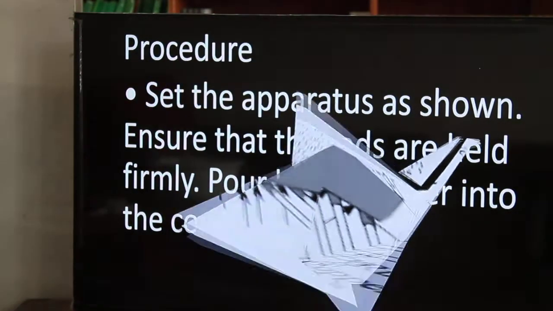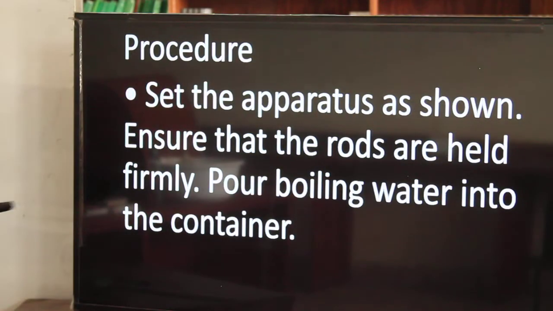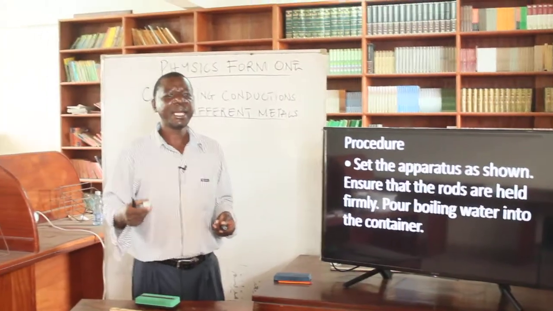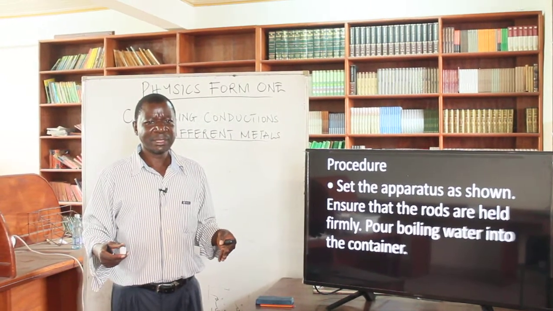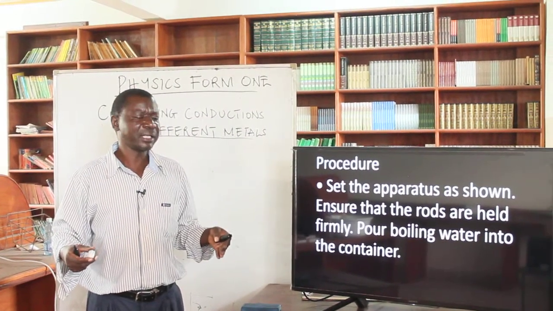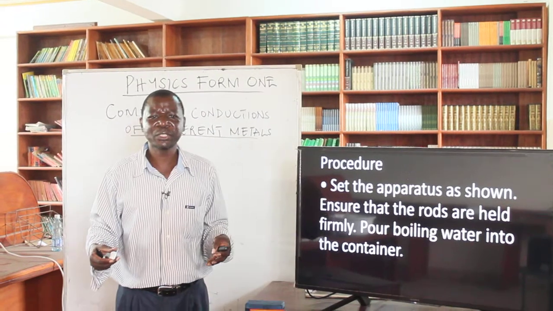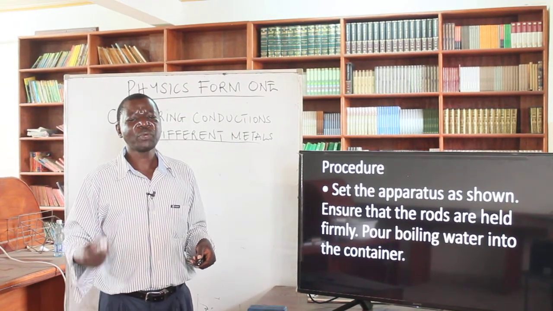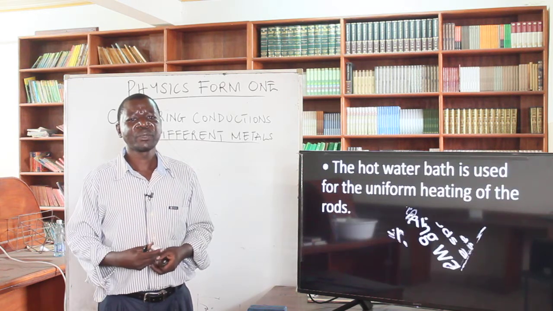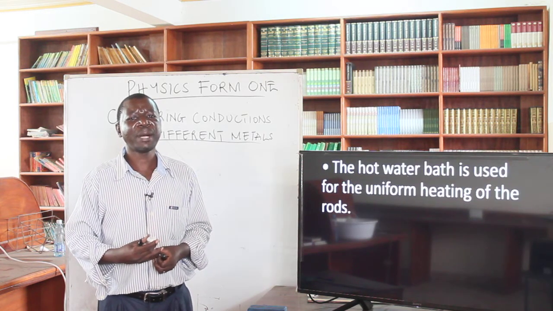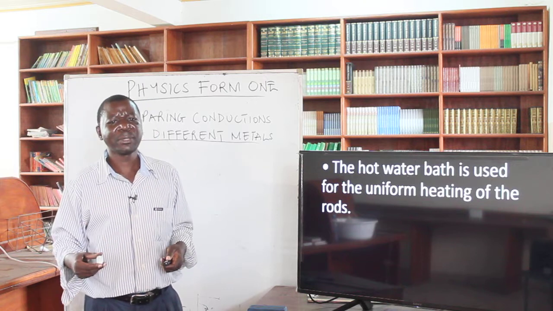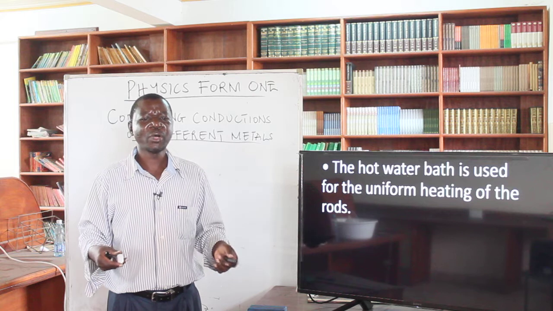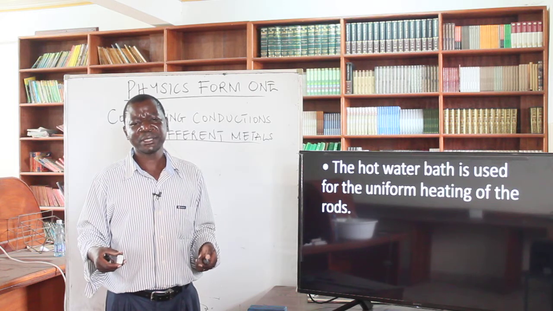The procedure here is that you set the apparatus as we have shown on the diagram. Ensure that the rods are held firmly. Then pour boiling water into the containers. That one will act as a water bath. The hot water bath is used to form the uniform heating of the rods, so that they heat at a uniform rate.